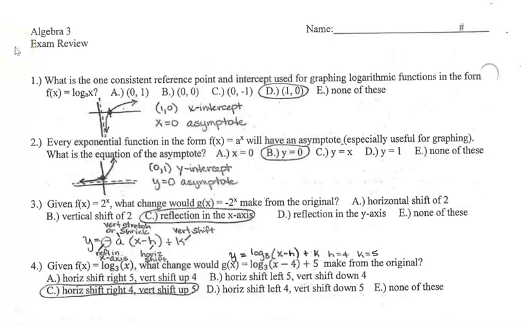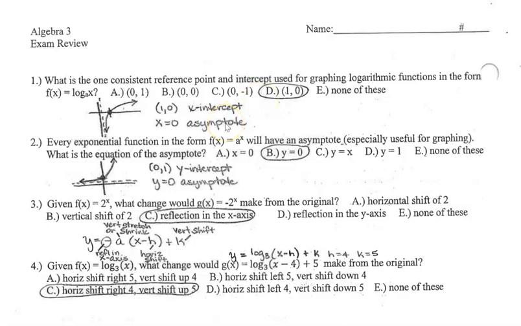All right, let's look at your worked out solutions for your second semester exam review. For number one, it says, what's the one consistent reference point and intercept used for graphing logarithmic functions? And here's our parent function for a logarithm. Remember, with a logarithm, it has an x-intercept at (1, 0), and it has an asymptote at x equals 0. So here I asked you for the intercept.